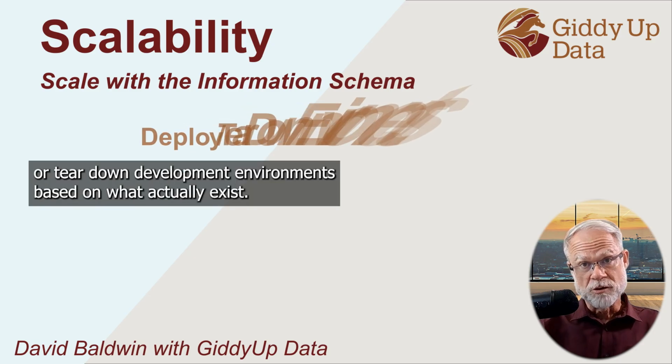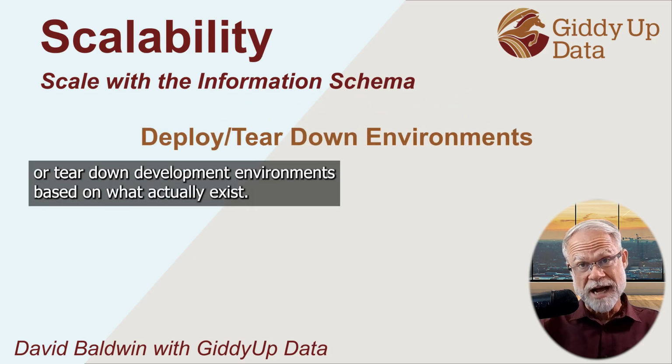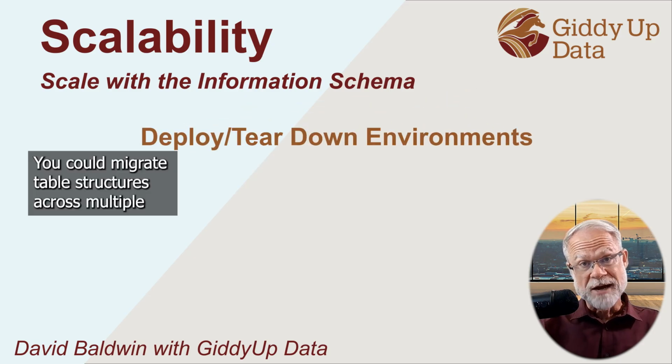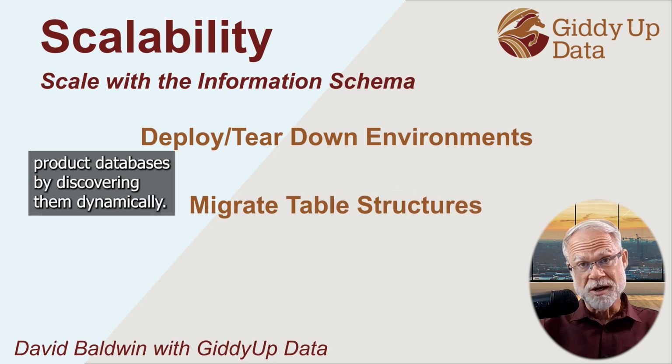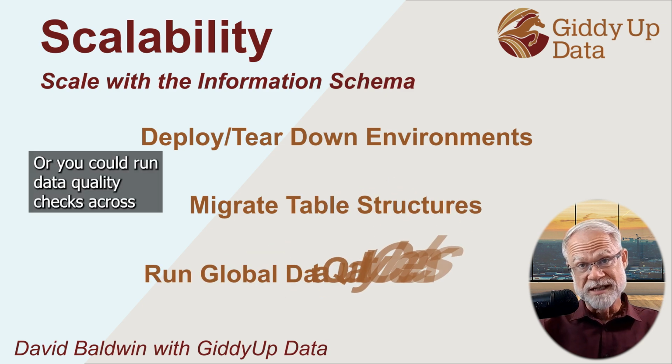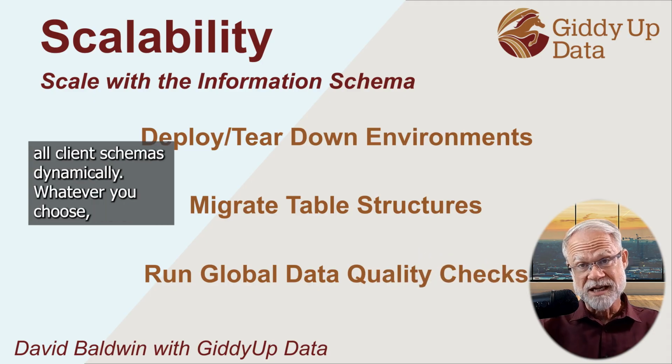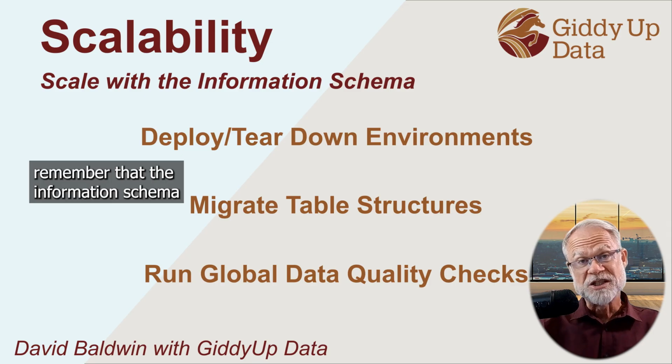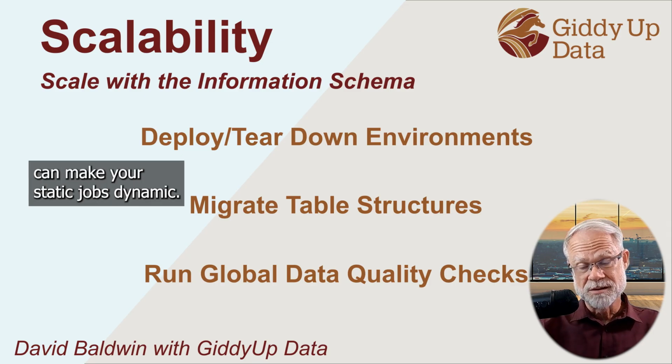You might deploy or tear down development environments based on what actually exists. You could migrate table structures across multiple product databases by discovering them dynamically. Or you could run data quality checks across all client schemas dynamically. Whatever you choose, remember that the information schema can make your static jobs dynamic.